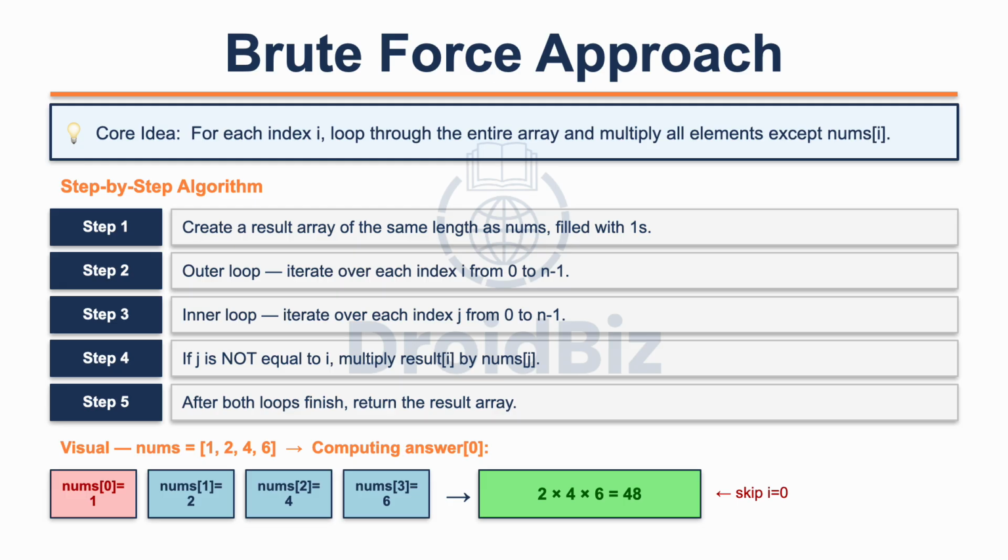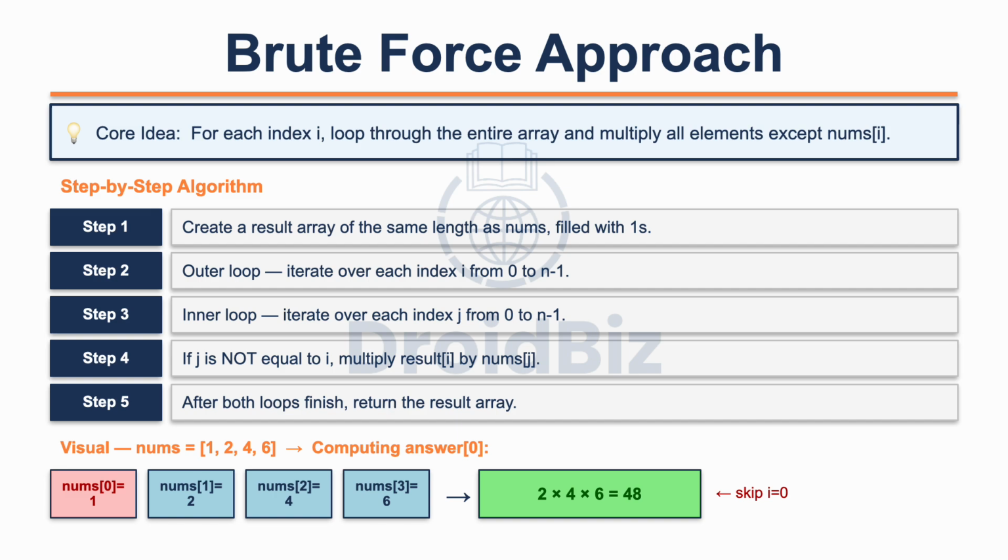Step 3. Inside the outer loop, start an inner loop. Iterate over each index j from 0 to end minus 1. Step 4. If j is not equal to i, multiply result at index i by nums at index j. We skip only the current index. Step 5. After both loops finish, return the result array. Let's look at a quick visual.